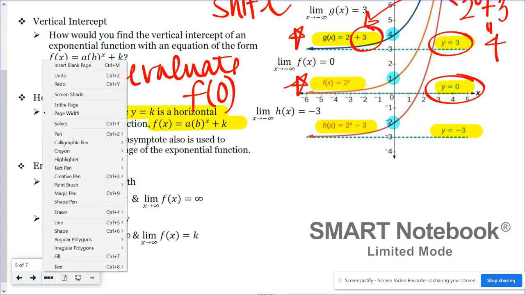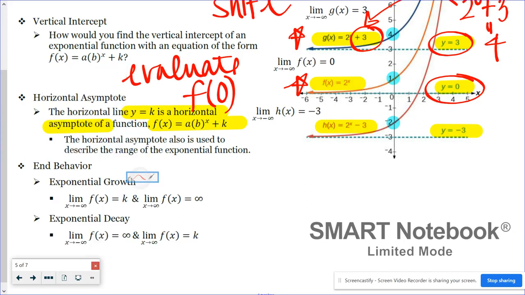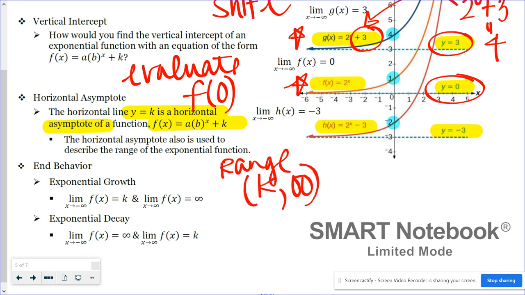The horizontal asymptote is also used to describe the range of the function because it shows you how low it goes. So we can say the range of all of our functions that have this shift is k comma infinity, because it goes as low as that k value and as high as infinity.